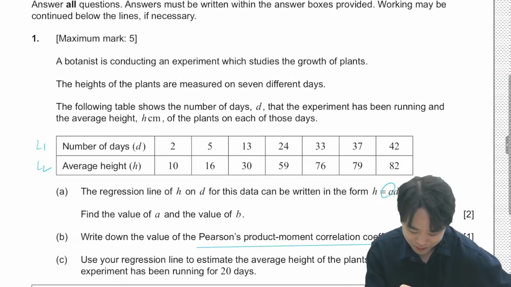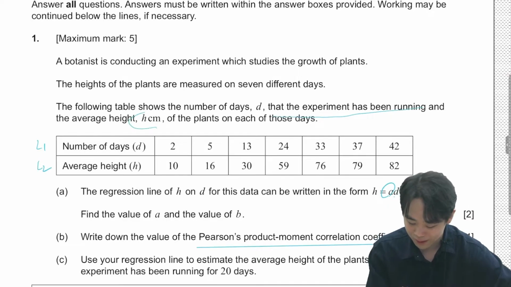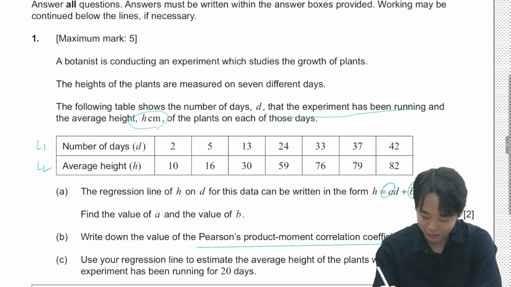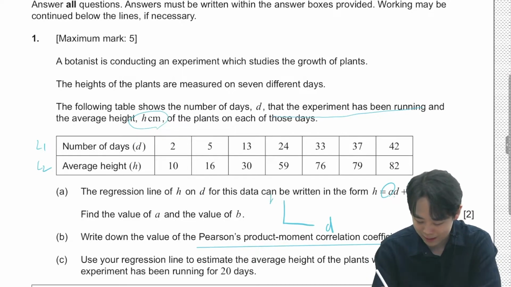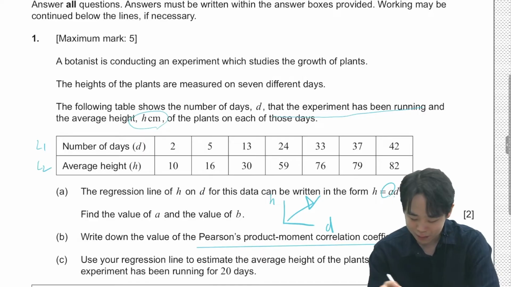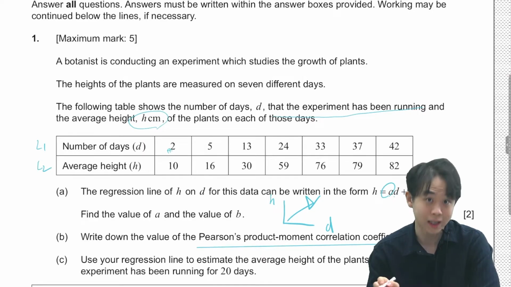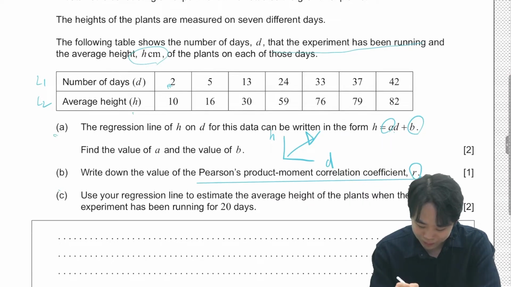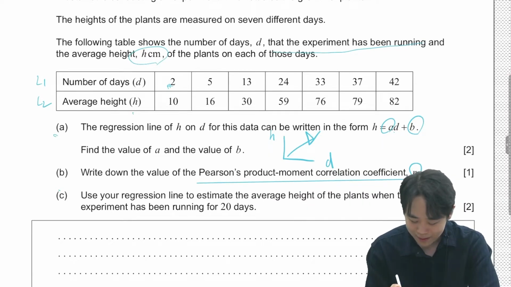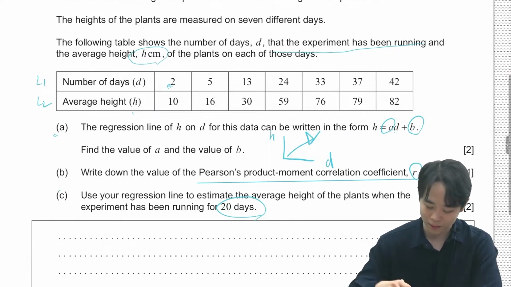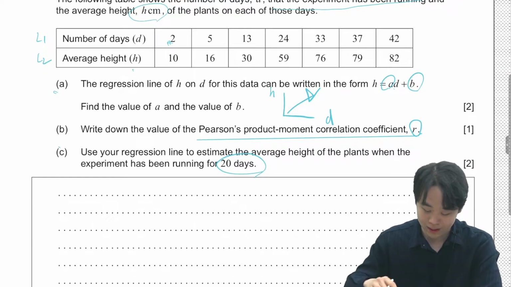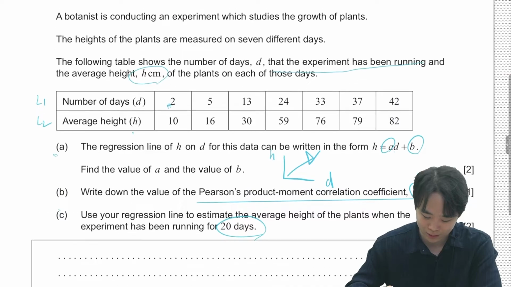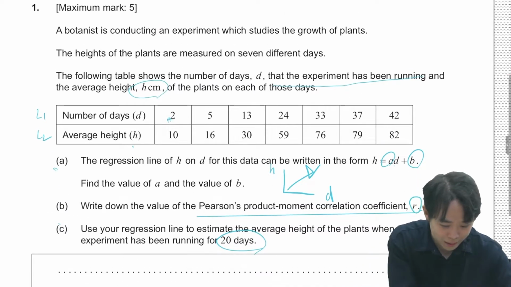So if you look here, depending on the number of days where the experiment has been running, we can find H, the average height. So we can imagine that as the days go by, the height of the plant is going to go up. So we just got to put in D as our X variable, our H as our Y variable. Right? So A and B will be taken care of by our calculator. Then once you have that model, we'll find what H will be when D equals 20. Okay, so let's head on over to our calculators to fill up our values.